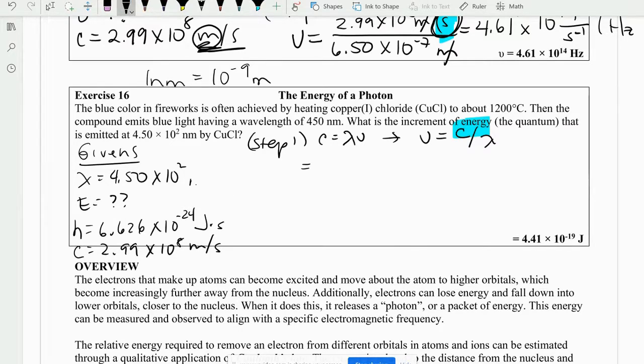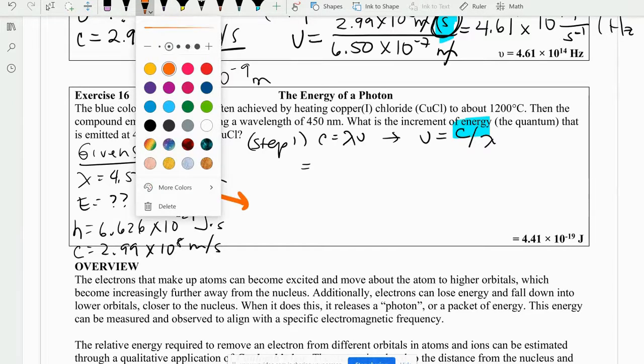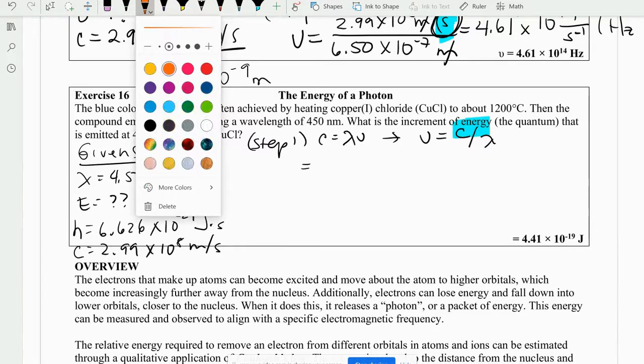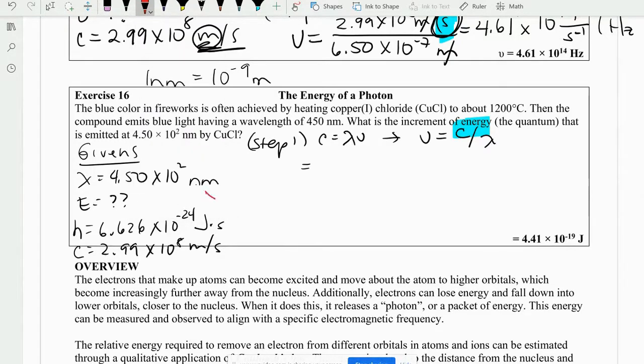So I want you, so I'll just write it. I converted the nanometers to meters and I got 4.50 times 10 to the minus 7 meters. So then I just plug and chug. Frequency equals, let me get back into my normal color. So now I just plug and chug.